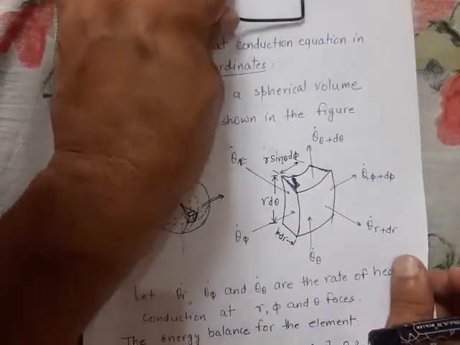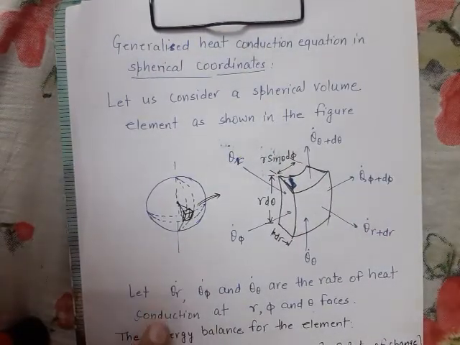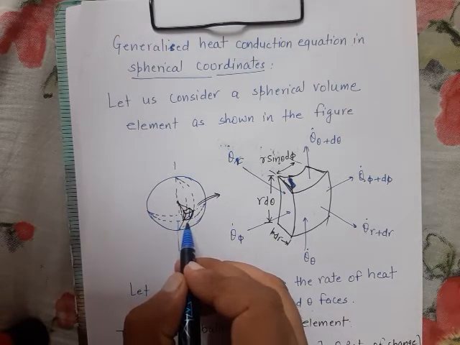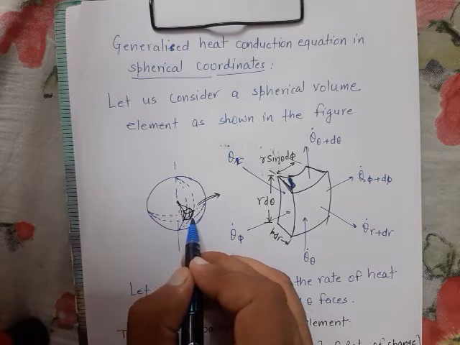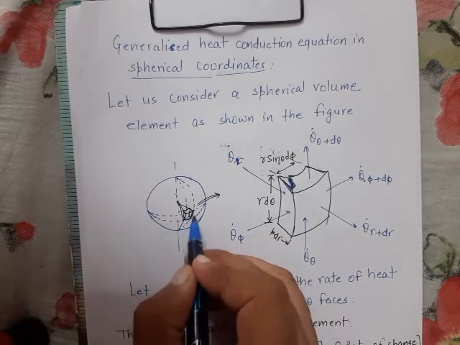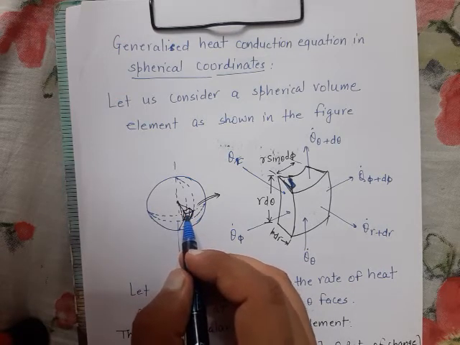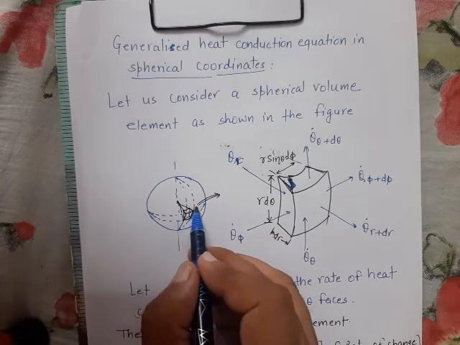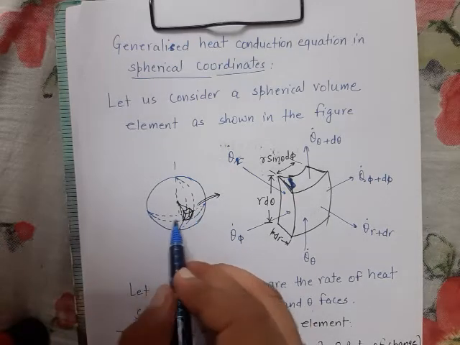Now we need to consider in a similar fashion as we saw in the last case of the cylinder. We need to first define a spherical element, because whatever equation we want to derive, the element must be compatible with the geometry. In rectangular coordinates, we defined a rectangular element. In cylindrical coordinates, we defined a cylindrical element. Now in a spherical coordinate system, we have to choose a spherical element. So that is how the spherical element is defined.